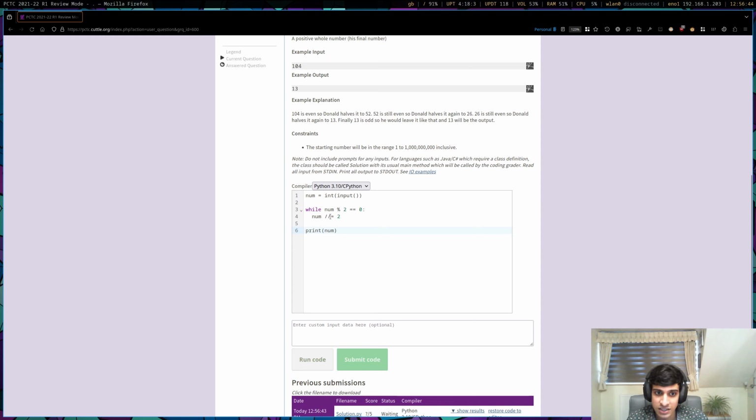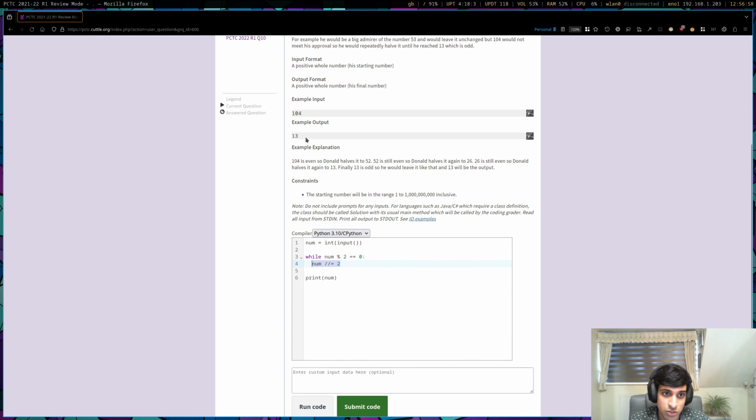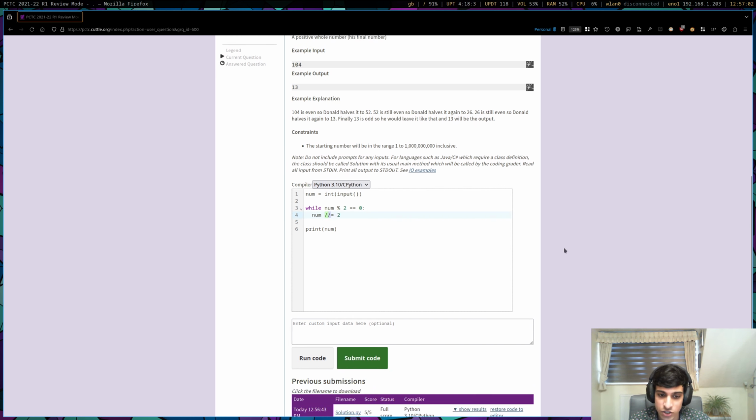And one thing to note about why I've done integer division, because you might know that double slash is the integer division and single slash is just normal division. If you do normal division, the result of this is going to be a float. It's going to be a decimal. And we don't want decimals, we just want integers. So we need to do integer division to keep the result as an integer.